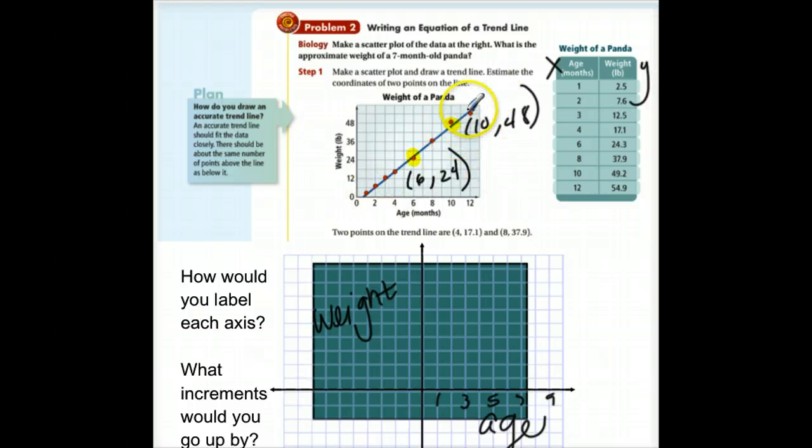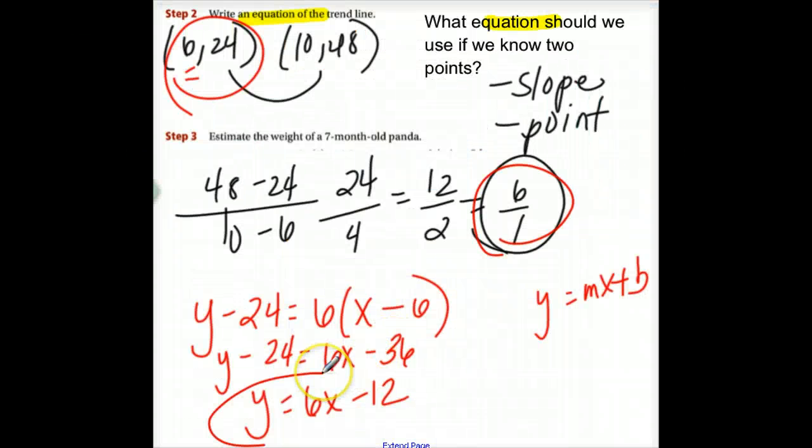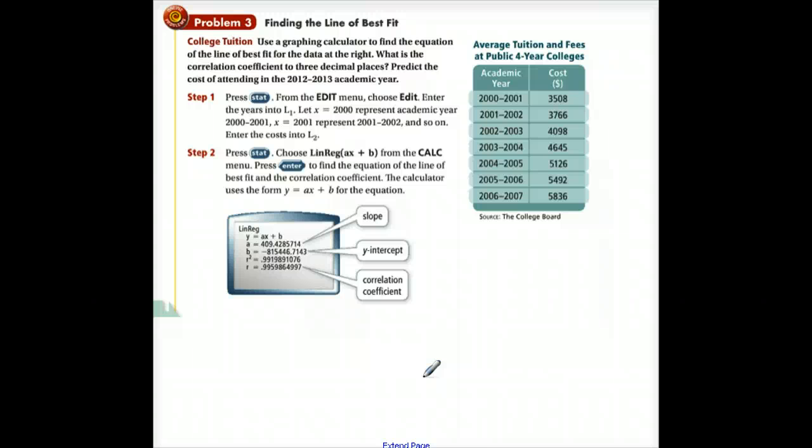Now, even though you picked different points as maybe your neighbor does, your equation should be very close. It should have a very similar slope, if not the same, and your y-intercept should be very similar as well. Just going to check. All right. Now, this third example, finding the line of best fit, we're going to use our calculators for, so we are going to hold this example to do in class.